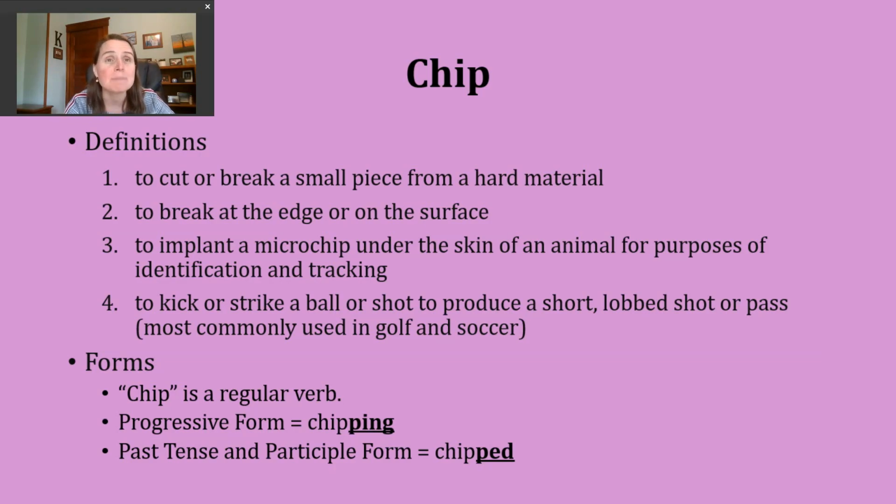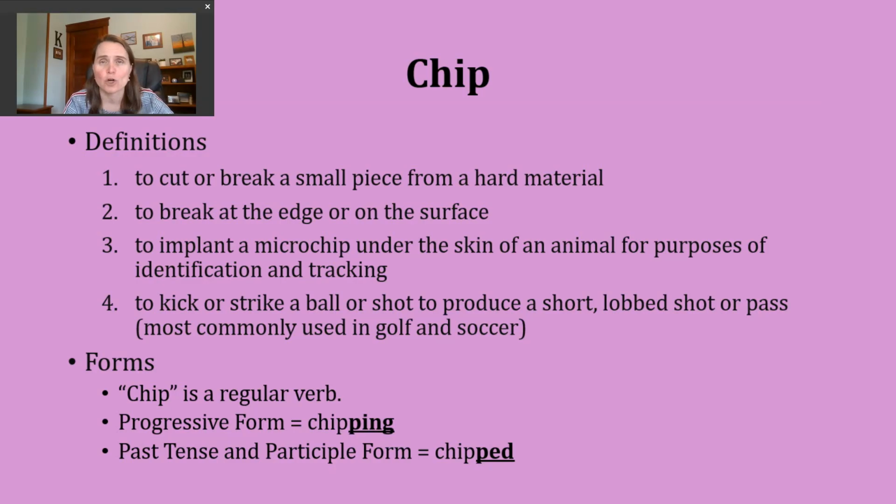We are going to have a spelling change as we make our progressive, past tense, and participle forms of the verb. And the reason for this is we have a one-syllable word that ends in the pattern of consonant, vowel, consonant. So anytime we're adding a suffix that starts with a vowel letter, we need to double that ending consonant. So the progressive form of our verb, chipping, is going to have two P's and then an ing. The past tense and the participle form, again, will have two P's and an ed.